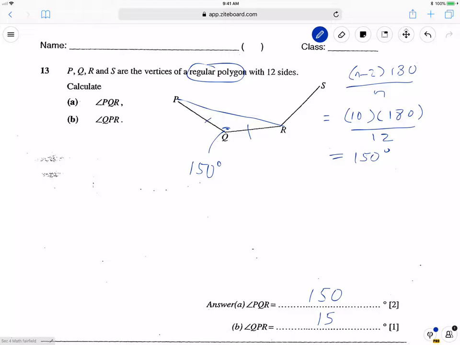For part one, n is 12, but 12 minus 2 is 10. The formula is n minus 2 times 180, right? So 12 minus 2, you get 10. Okay, part B is 15 degrees.